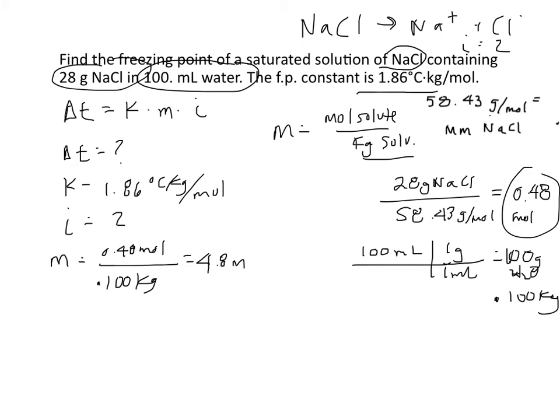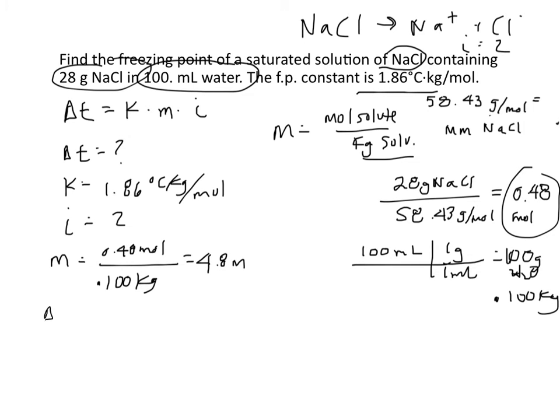Look, I have K, I have i, I have m, so this allows me to calculate delta T. Remember, delta T represents the change in temperature, the actual physical change, the number of degrees that the freezing point is going to be altered. However, pay attention to the fact that they didn't ask for the change, they asked for the new freezing point of the solution. That's going to require an extra step after we've used this equation, and we'll look at that here.